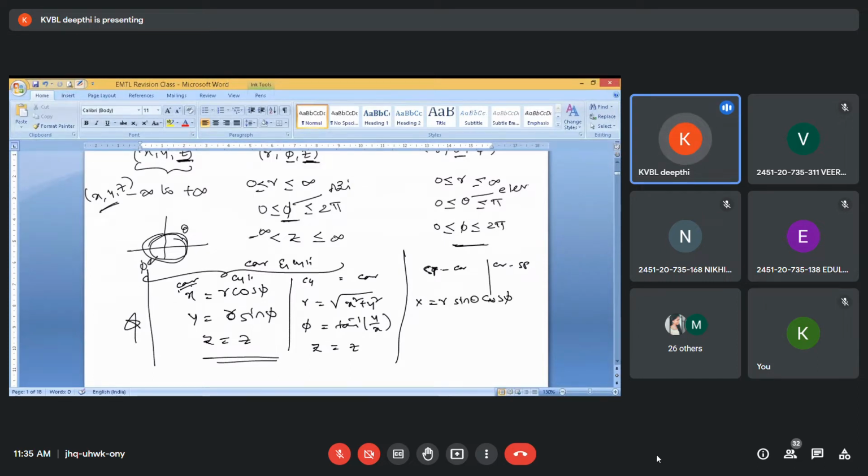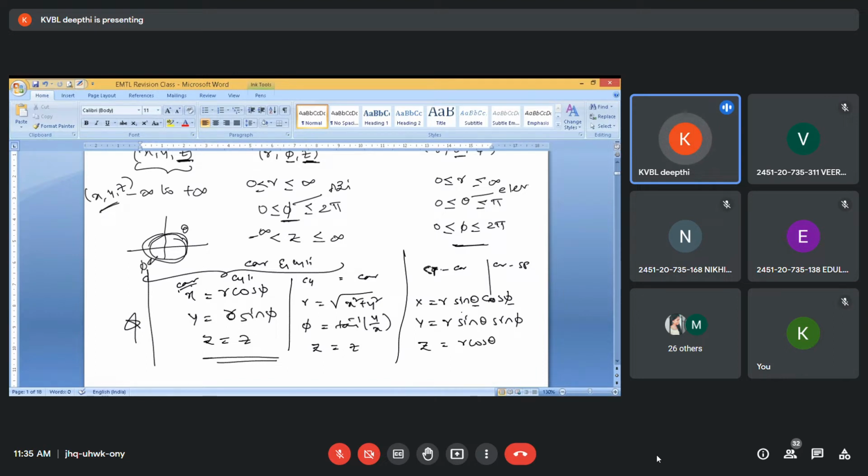Why am I writing in terms of two angles here? Because when we are talking about the spherical coordinate system, we have to talk both about the theta value and also about the phi value. That's why. So the next one we have is y. So this is given by r sin theta sin phi. Very simple formula. R is common, sin theta comes, here cos phi, here sin phi comes. So then z is equal to r cos theta.